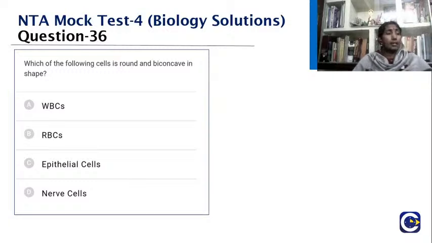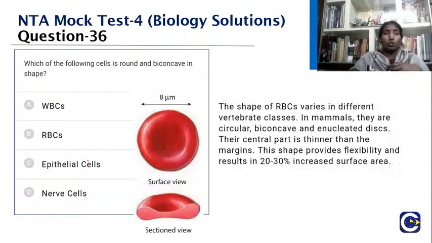Which of the following cells is round and biconcave in shape? WBCs, RBCs, epithelial cells and nerve cells. WBCs, I said, don't have constancy in shape, they are mostly circular. What about epithelial cells? Depending on the area, they will be either squamous, columnar or cuboidal. Nerve cells, we know, have a perikaryon with dendrites and axon. So what should be the answer? Yes, it's RBC. Round, and biconcave in shape.